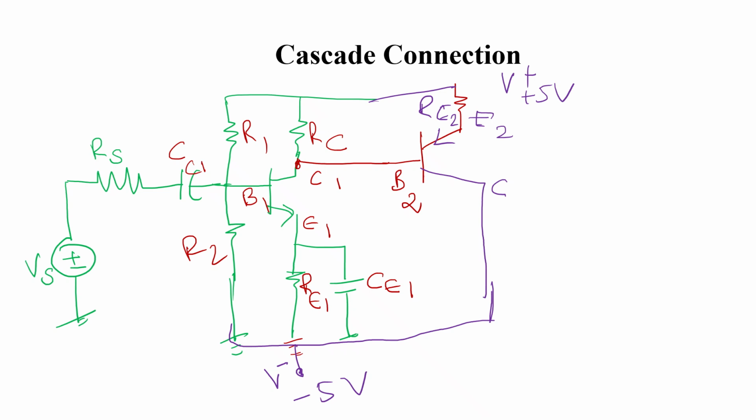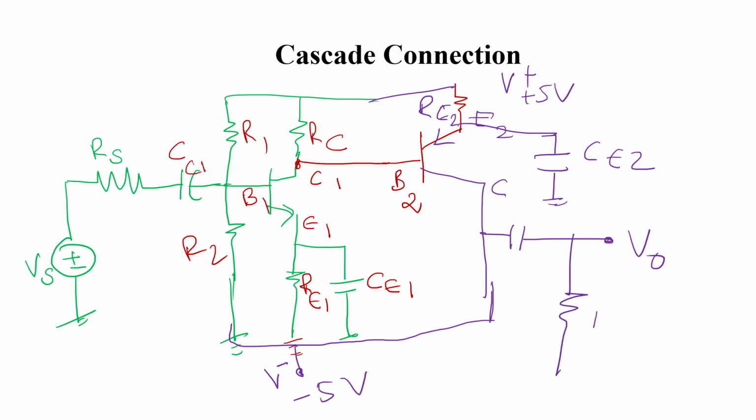here it is coupled with a capacitor CE2, a coupling capacitor CE, the output voltage across here, and an RL resistor. Yes, so from this we find that this is a single stage amplifier. The output of the collector is taken and coupled to the base of the next transistor. So this way it is called cascade connection.